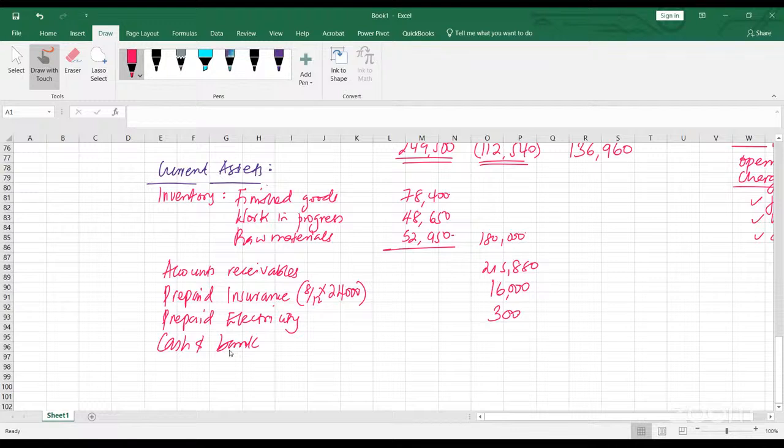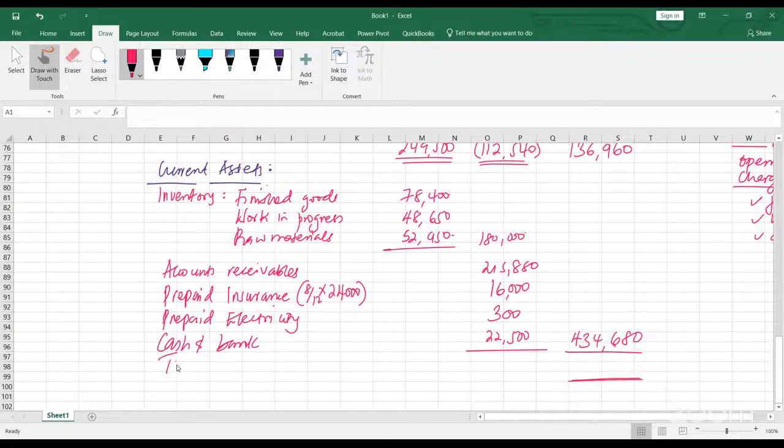Then our cash and bank, we have 22,500. Please do some adjustments there. We had forgotten the prepaid electricity. So this is 180 plus 215,880 plus 16,000 plus 300 plus 22,500. That gives us 434,680.